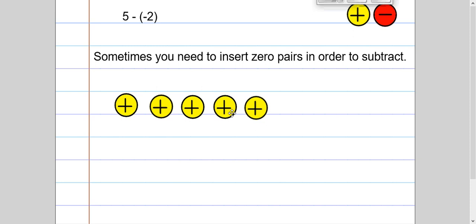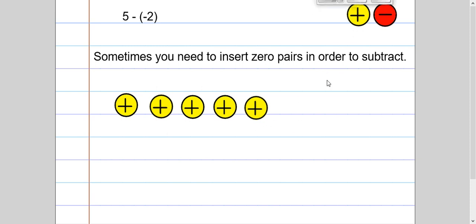So what's on the board right now is 5. The only thing I can add to 5 that doesn't change its value is 0. We went over that with the identity property of addition. 0 plus any number is that number. So if I add 0 to 5, I'm not changing my number, my integer. I'm just changing the way it appears with my chips.